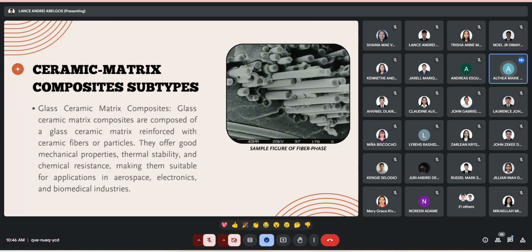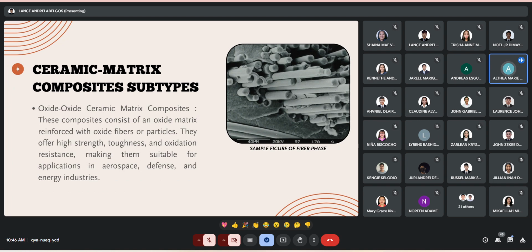The glass ceramic matrix composites. Glass ceramic matrix composites are composed of a glass ceramic matrix reinforced with ceramic fibers or particles. They offer good mechanical properties, thermal stability, and chemical resistance, making them suitable for applications in aerospace, electronics, and even in biomedical industries. Next slide.